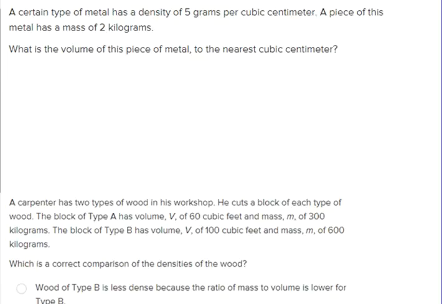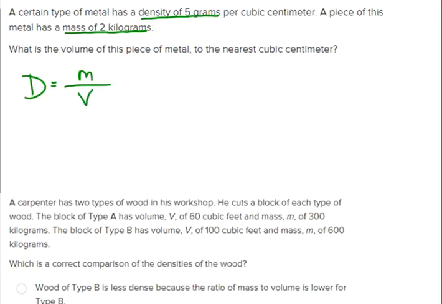A certain type of metal has a density of 5 grams per cubic centimeter. A piece of this metal has a mass of 2 kilograms. What is the volume of this piece of metal to the nearest cubic centimeter? So they give us density, they give us mass. They want to know volume. So that seems pretty simple, right? D equals M divided by V.